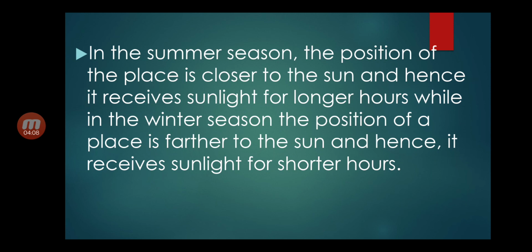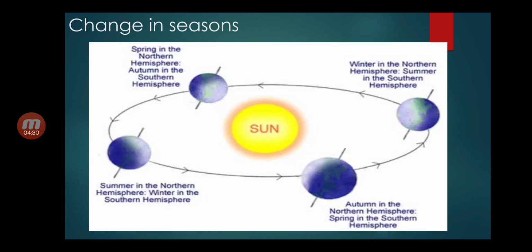In the summer season, the position of the place is closer to the sun and hence it receives sunlight for longer hours, while in the winter season the position of a place is farther from the sun and hence it receives sunlight for shorter hours. Changes in season. Now climate.